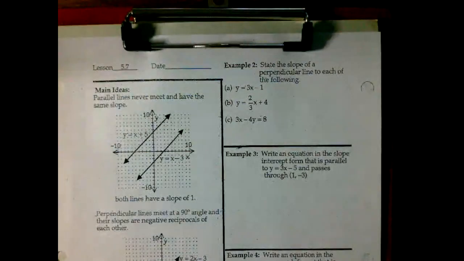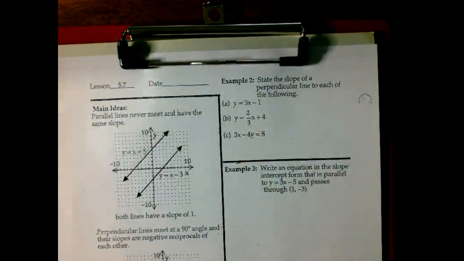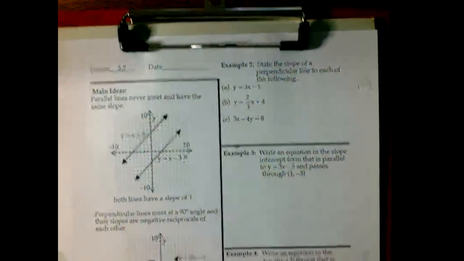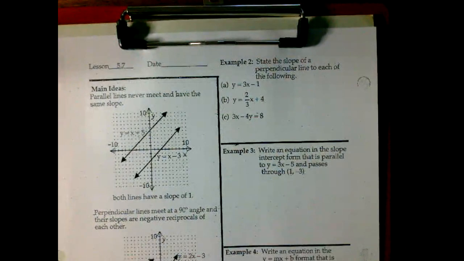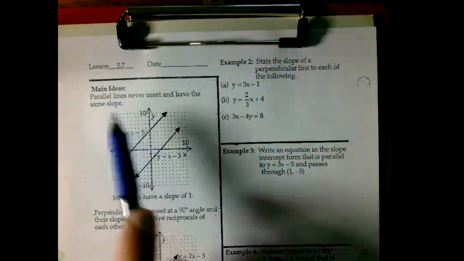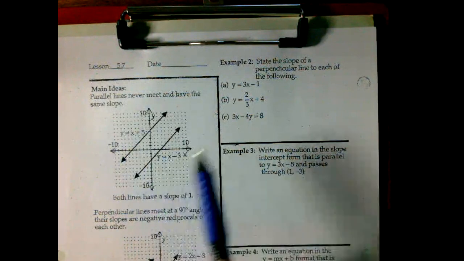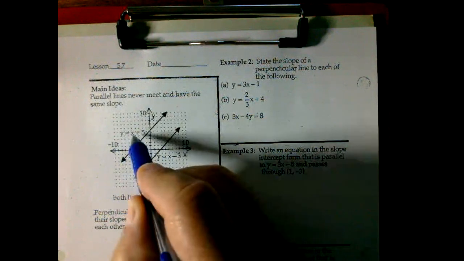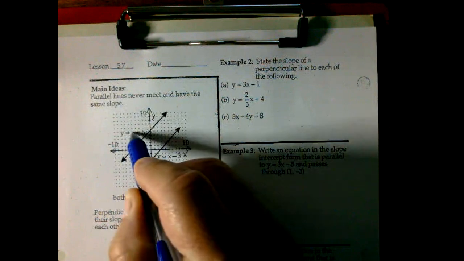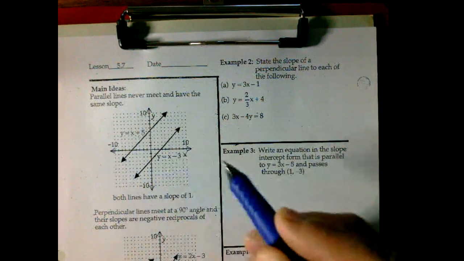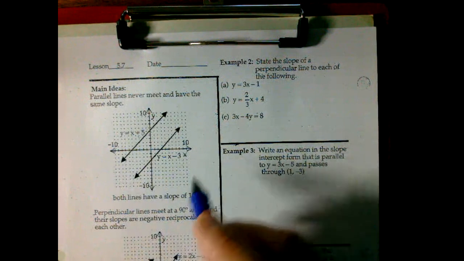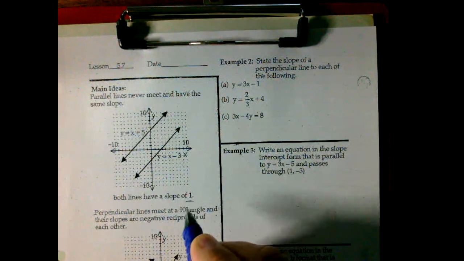Hello everyone. This is coming up on chapter 5, section 7. This particular lesson is about parallel and perpendicular lines. As you can see, parallel lines never meet. But also notice that their slopes are the same: one in front of the x, another one in front of the x. So we can say simply that parallel lines will have the same slope.